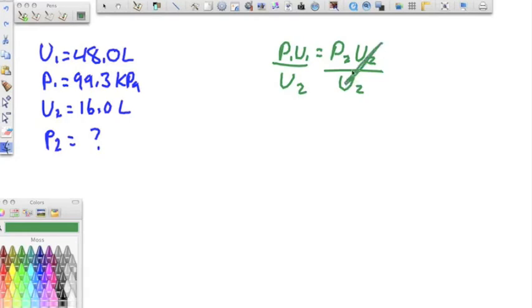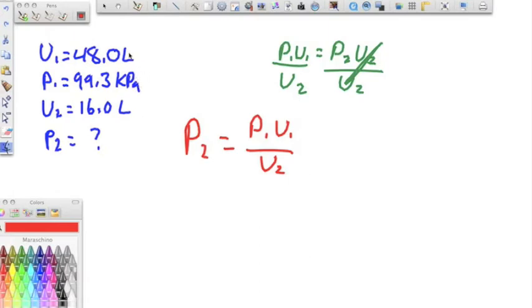And we see that V2s will cancel, and P2 will be by itself. So our equation, written out the way we want it, will be P2 equals P1, V1, all over V2. Now, in the last problem, we talked about the relationship, the proportionality of it. Here, we'll do the same thing before we work the problem.